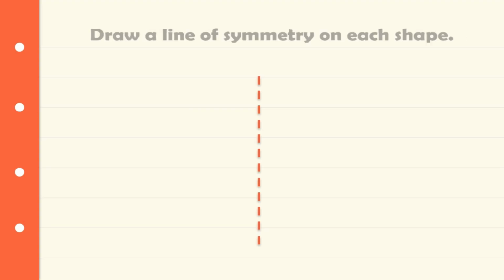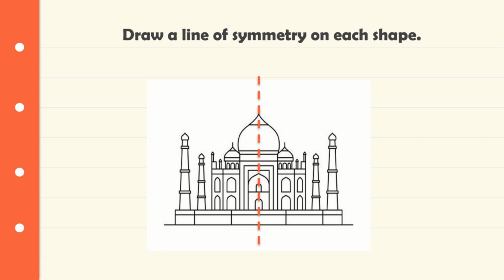Activity 10. Draw a line of symmetry on each shape. So, the Taj Mahal is divided vertically. Children, in the same way, draw a line of symmetry and complete activity 10.